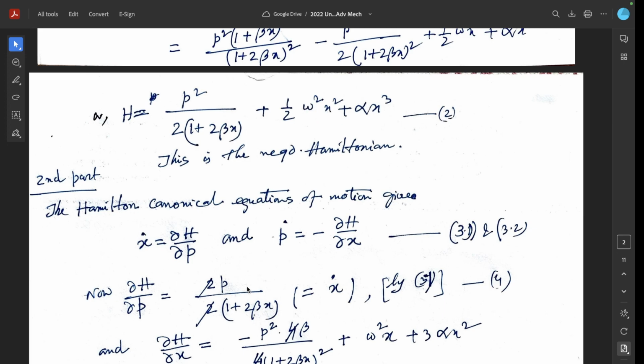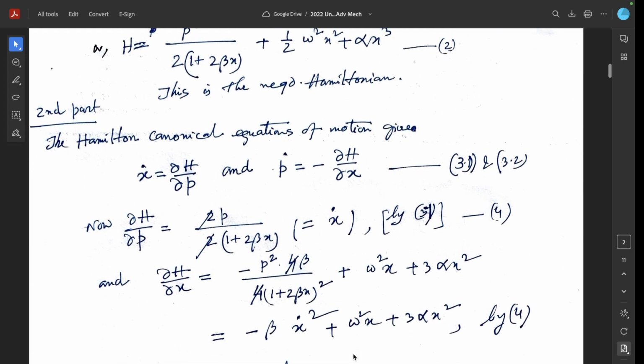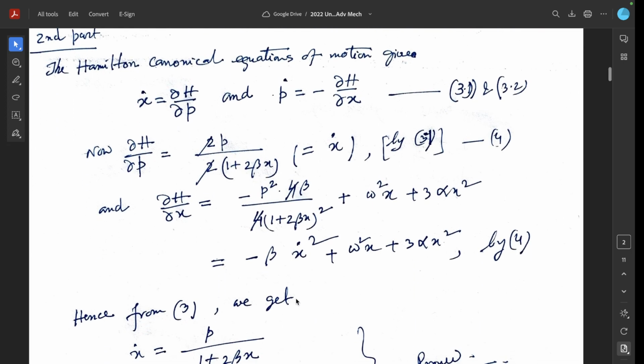And p dot equals minus del H by del x, with respect to x. So this gives omega square x plus 3 alpha x square, minus p square into 4 beta by this whole square. So it is equal to minus beta x dot square plus omega square x plus alpha x square. And by 4 we use x dot equal to p by 1 plus 2 beta. So 1 plus 2 beta equals p by x dot, and p cancelled, so we get this.